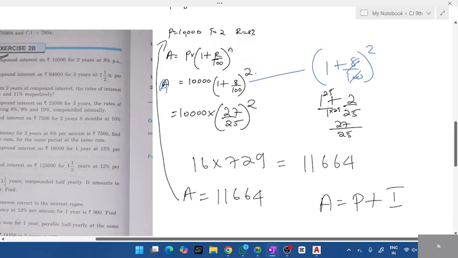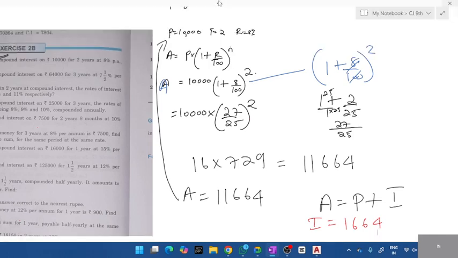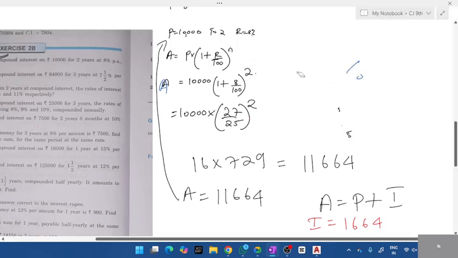Yes, Bhargavi, what's the answer? 1,000 is equal to 1,664. Yes. Is it clear? Did you all understand the formula method? Formula method is clear? Okay, look here, I'll teach you.